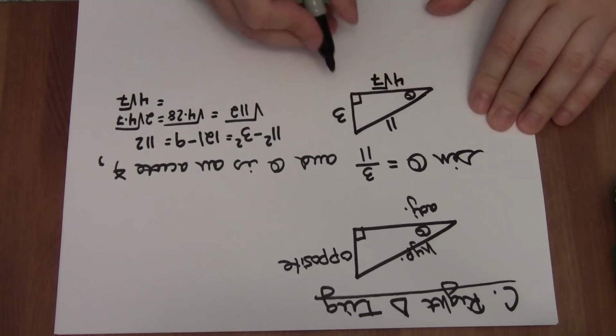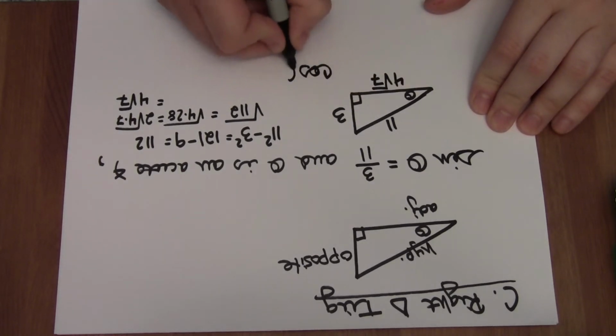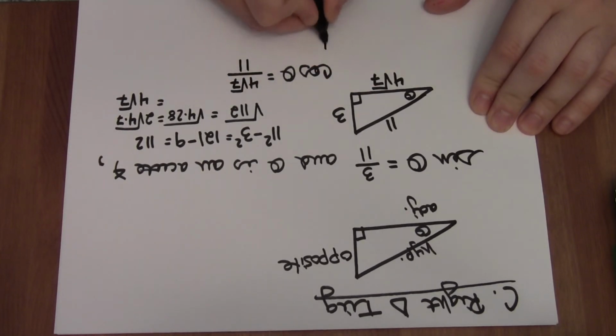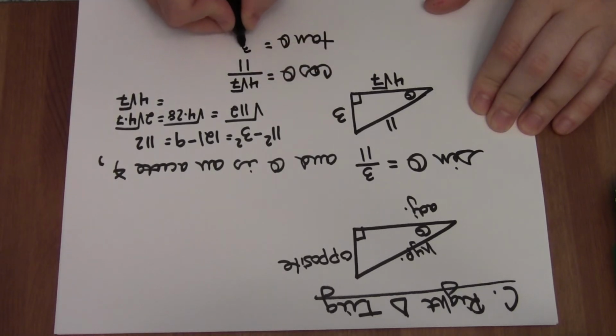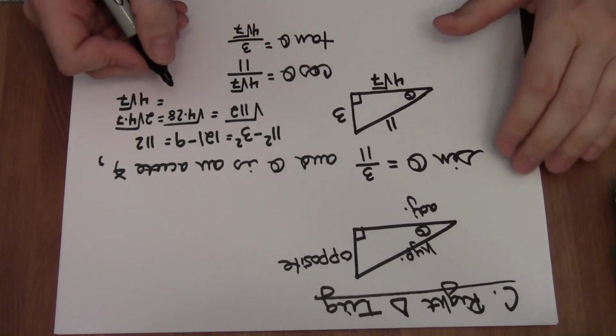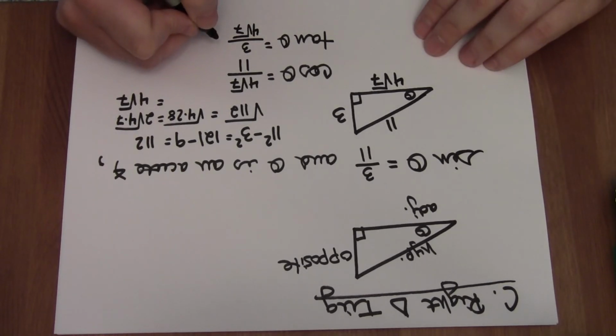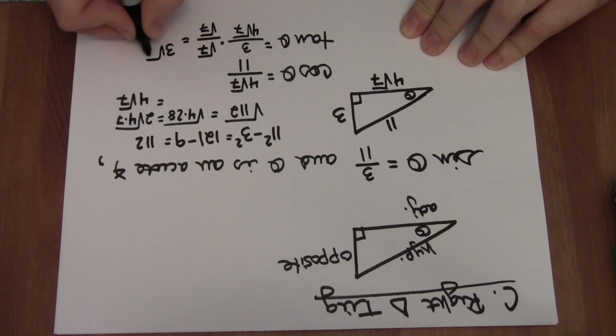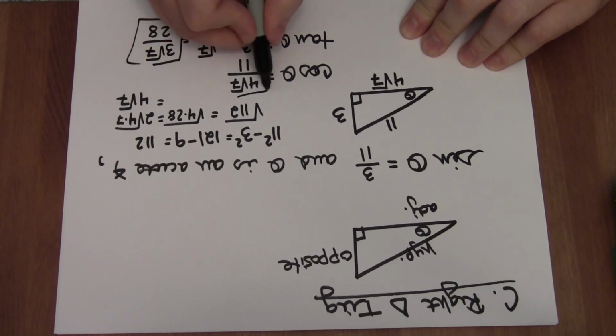Now that I have a filled-in triangle, the cosine of theta is just the adjacent over the hypotenuse, so 4 root 7 over 11. And the tangent of theta is the opposite over the adjacent, so 3 over 4 root 7. However, I don't really want to leave a root in the denominator, so I will go and rationalize my denominator, multiplying the top and bottom by the square root of 7. This gives me 3 root 7 over 28 for the tangent of my angle theta.